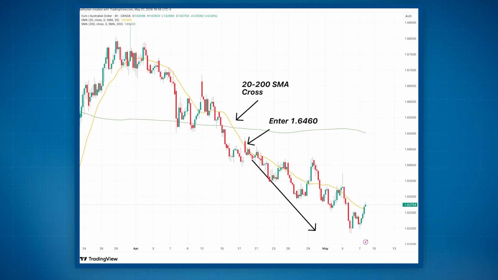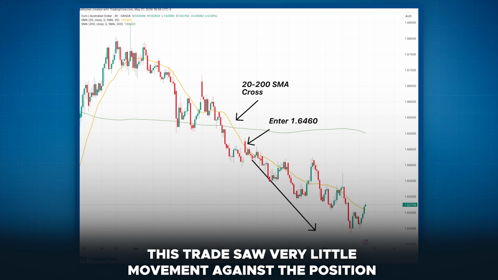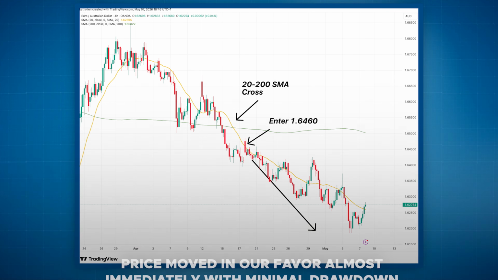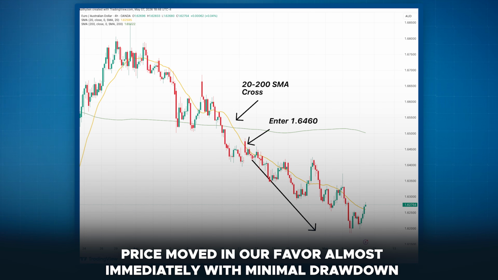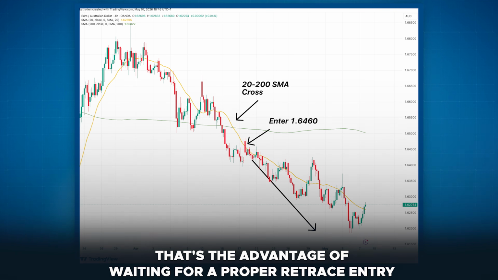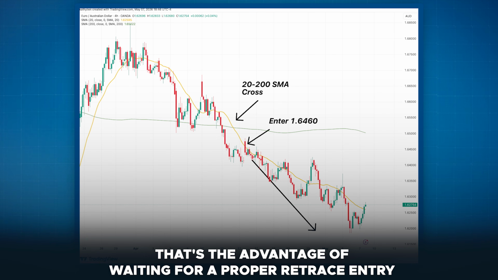Price then pulled back and came within a few pips of the 20 SMA, your entry is triggered. What was notable about this particular trade is how little it moved against us after the entry. The setup was clean, price moved in our direction almost immediately, and there was minimal drawdown throughout. And that's the ideal scenario. It's what you look for when you're waiting for that proper retrace entry rather than trying to chase the crossover.